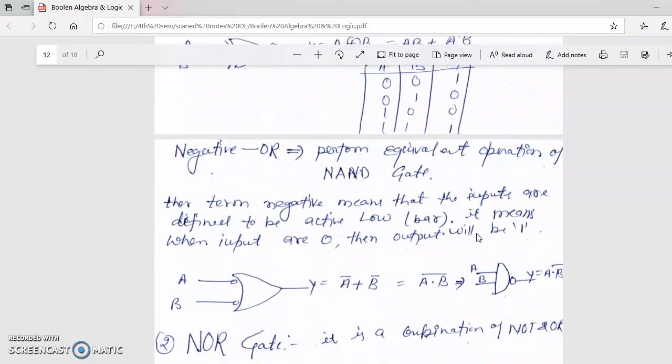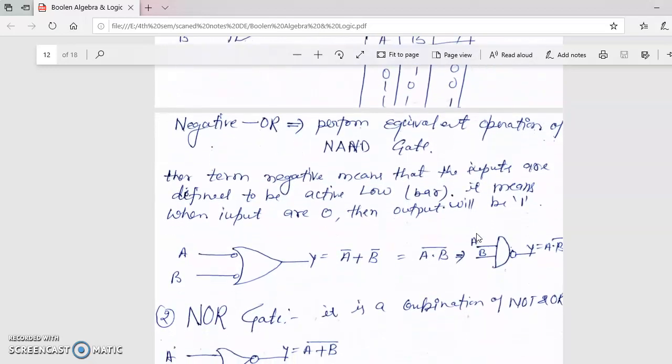Okay students. Okay, next one is negative OR. It performs the equivalent operation of NAND gate. How? If it is a negative OR gate, then it should be equivalent to NAND gate. See here students, A and B are applied to these bubble points, giving A bar and B bar. Means the output of this gate is represented as an OR gate, so output is A bar plus B bar.